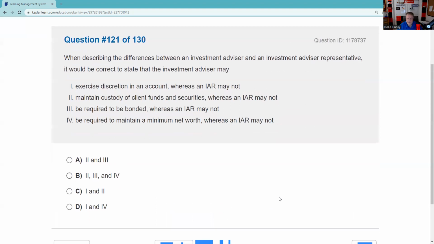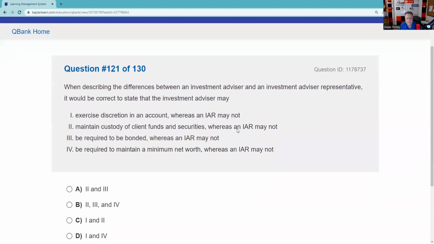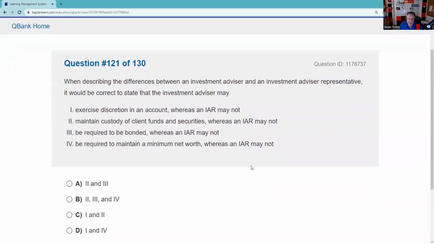When describing the differences between an investment advisor and an investment advisor rep, all right, so we're looking at what the difference is. Both can exercise discretion. The discretionary authority is given to your firm, but then you're the one who's going to exercise it. So one is something that's both, right? So one is not true. I eliminate one, which means I'm taking 2 and 3.